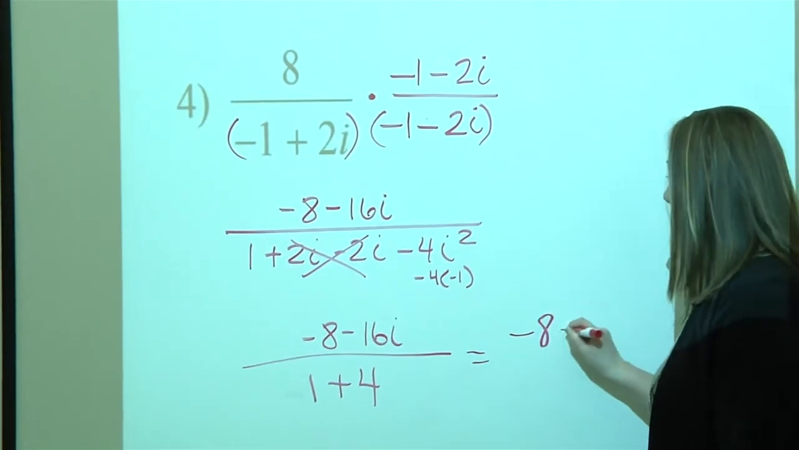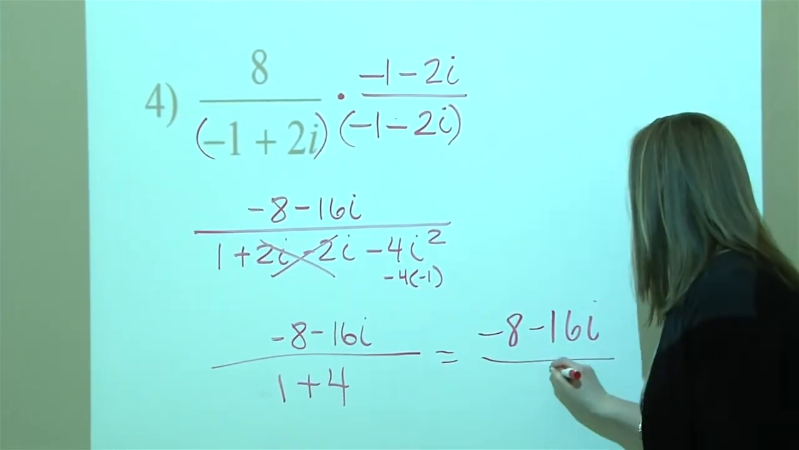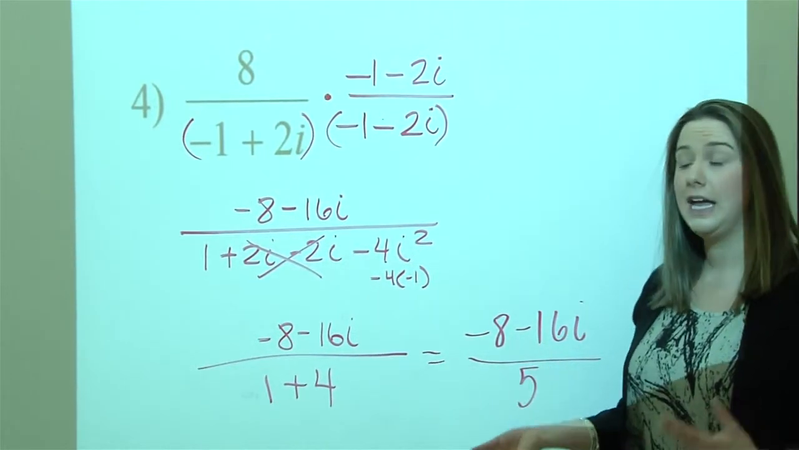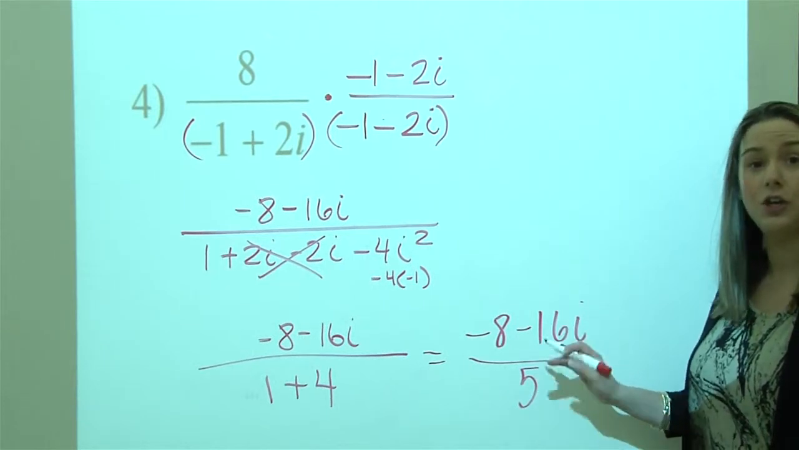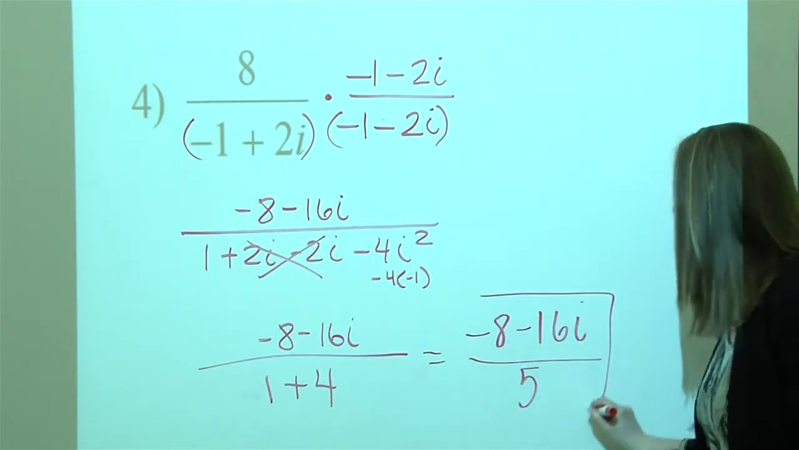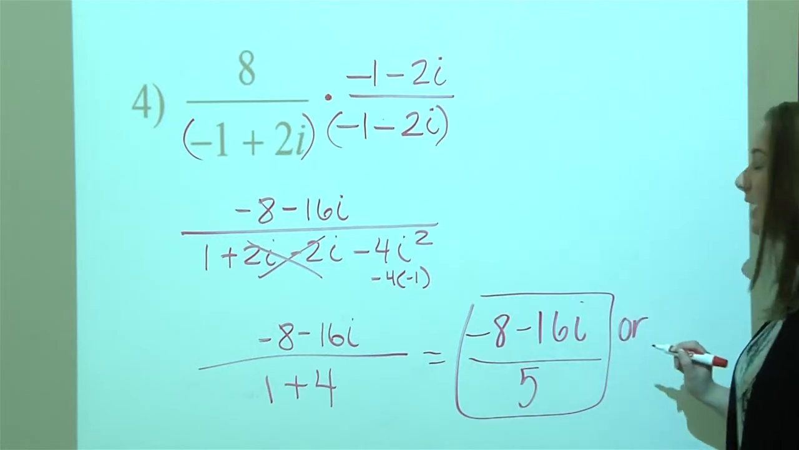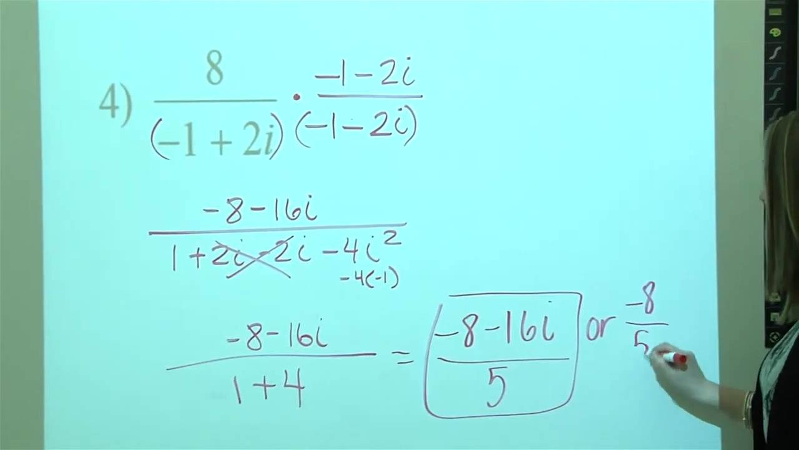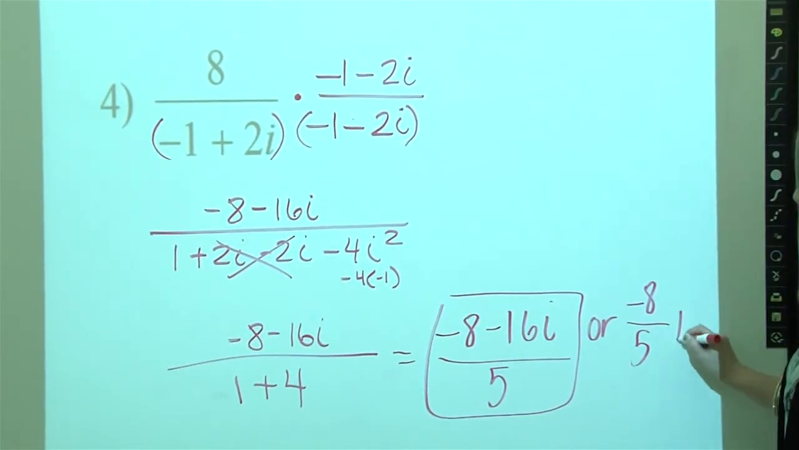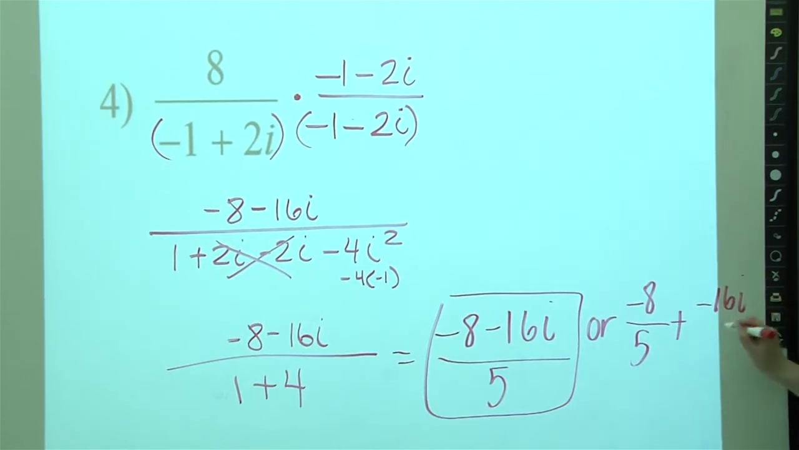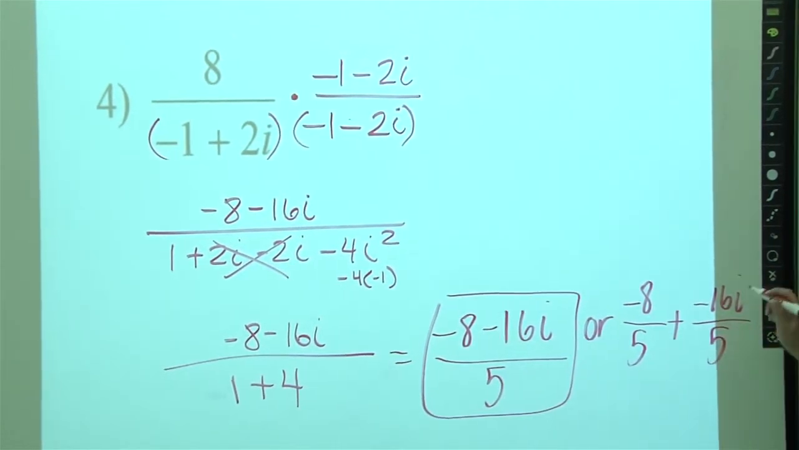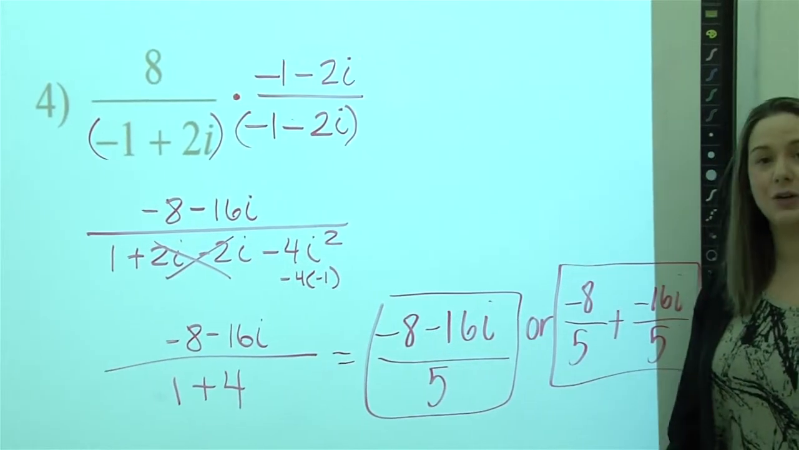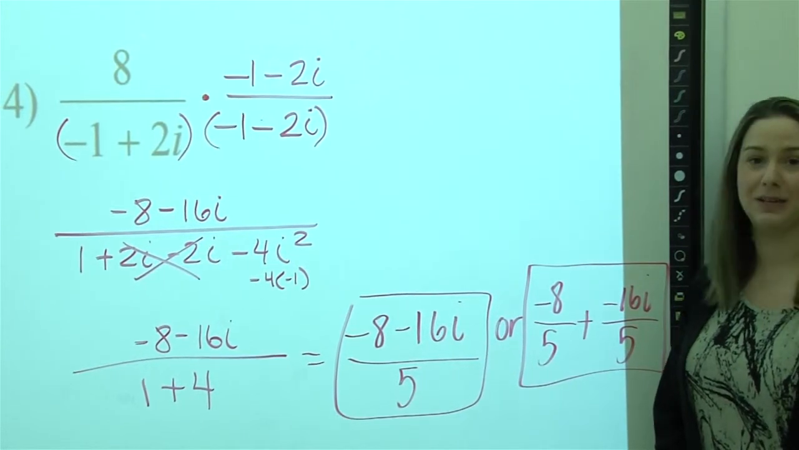So we have negative 8 minus 16i all over 5. And if we can simplify, reduce anything, we do. If we can't, we're okay to leave it like this. You can either leave the answer like this, or you can write this in a plus bi form. So if I think about this in a plus bi form, I think about negative 8 all over 5. This is the real part, plus negative 16i all over 5, which is the imaginary part. Both of these answers are correct. And this is how you rationalize the denominator with complex numbers.